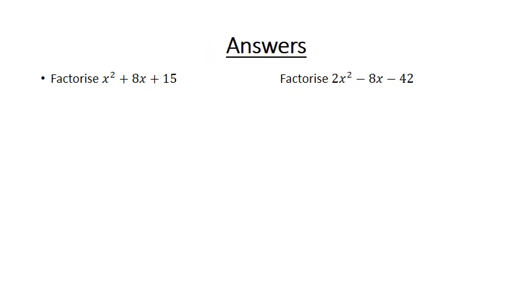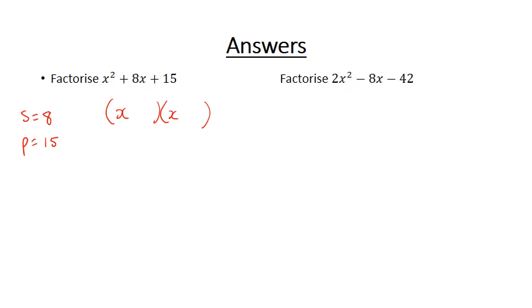So let's see how you went. First one, factorize x squared plus 8x plus 15. I know my sum is going to be 8. My product is going to be 15. First thing I can do is write my x's in brackets because I know they're going to be there, because x times x gives me x squared.